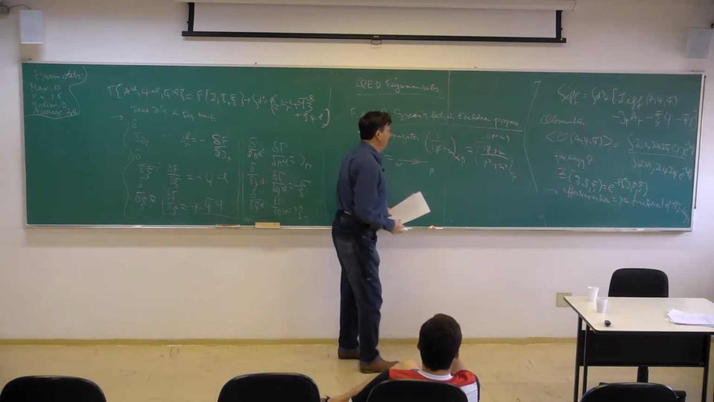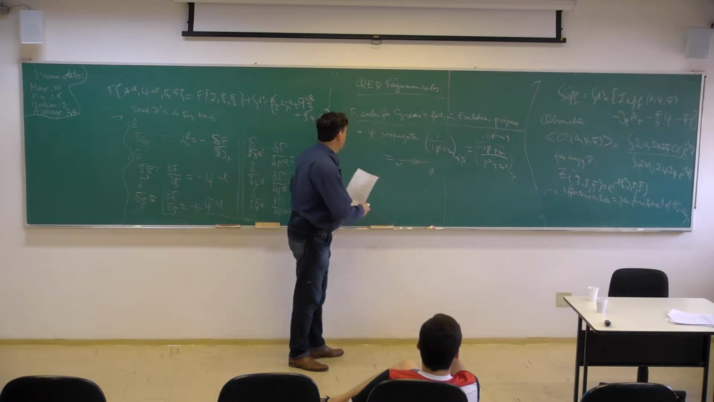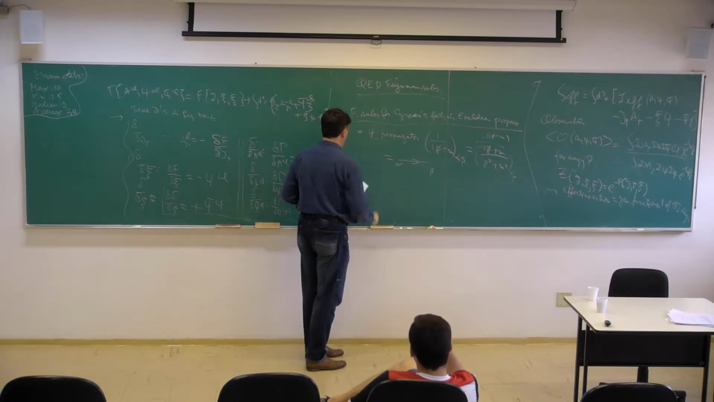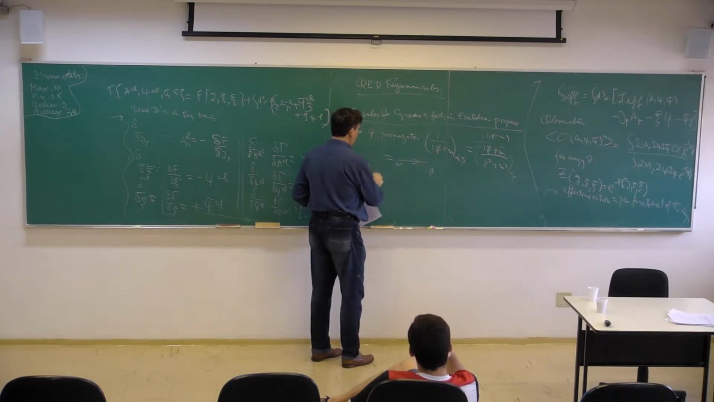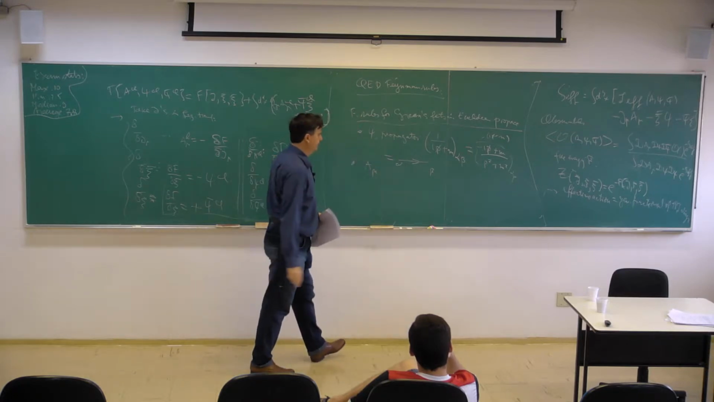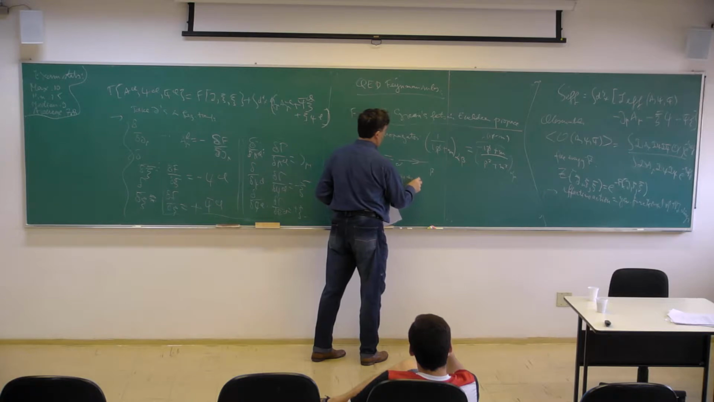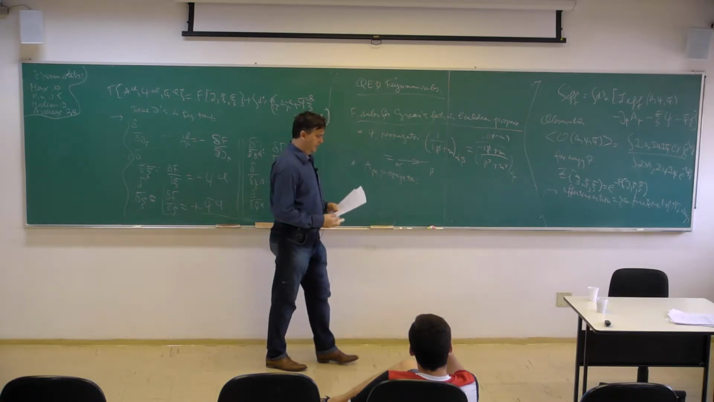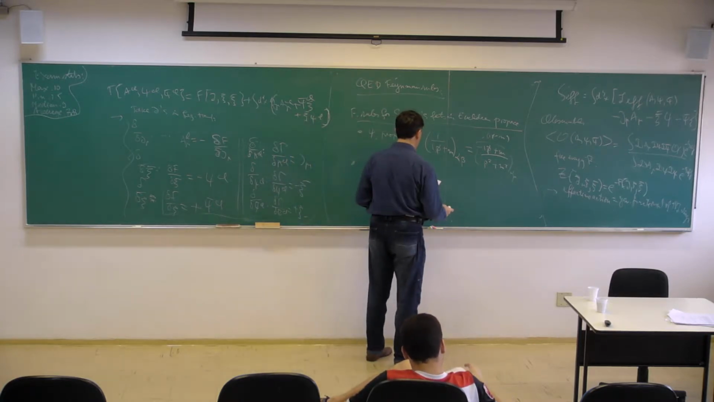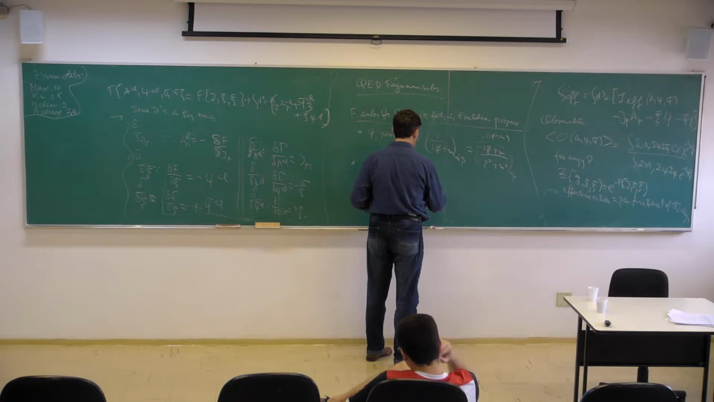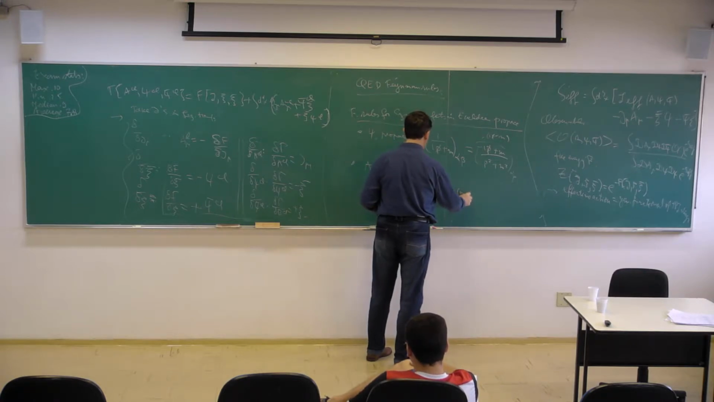And then we'll also have a gauge field, A nu, for which we've seen that the propagator is 1 over k squared, delta mu nu minus 1 minus alpha k mu k nu over k squared.